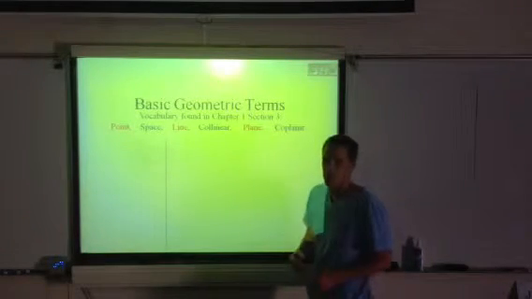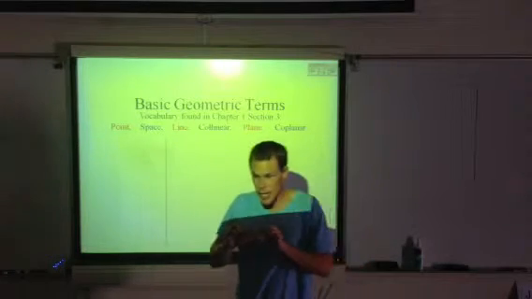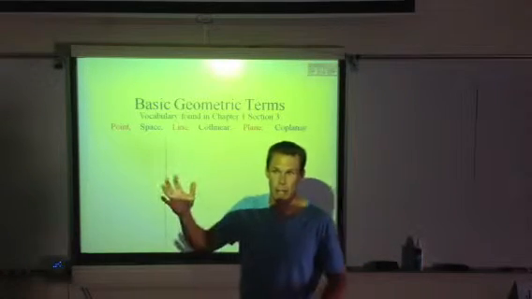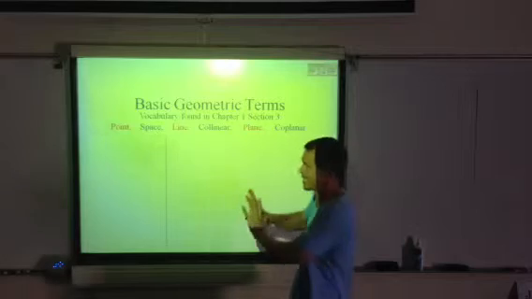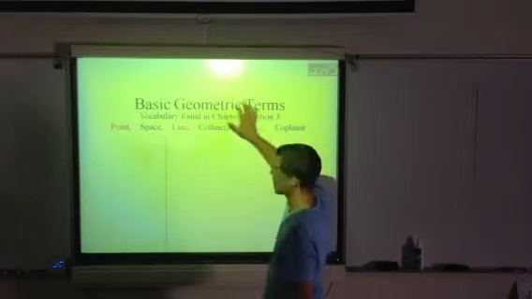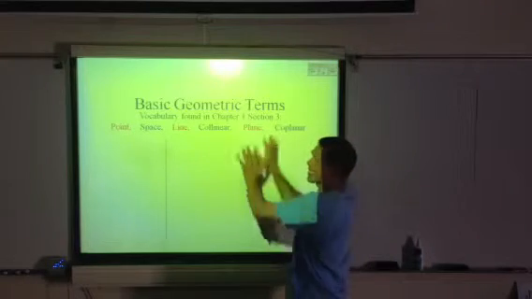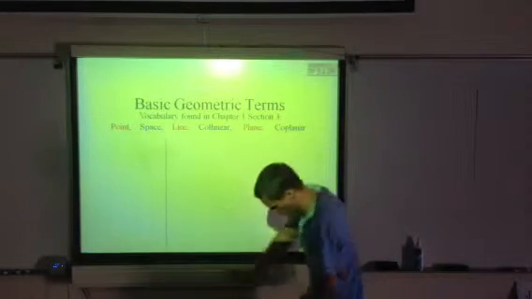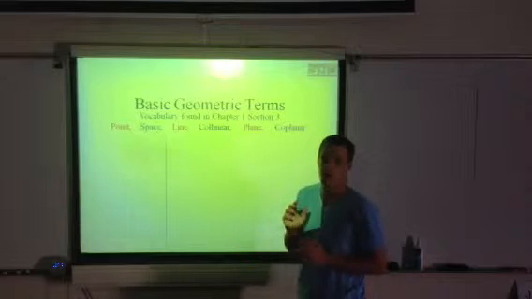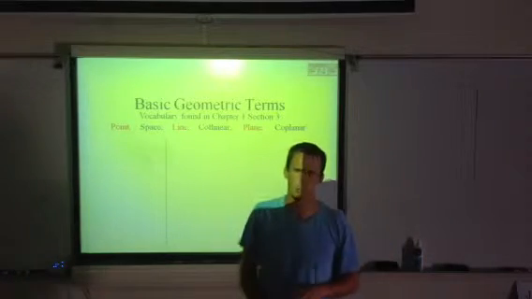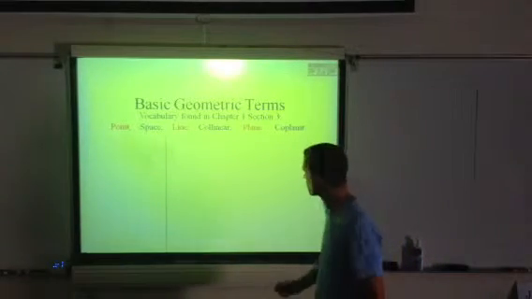A plane. Well, a plane is when we would take the line and extend it in 2 dimensions and make a flat surface that extends forever. So for example, this whiteboard here is a plane, but it would extend forever up through the ceiling, down through the floor, left and right through the walls. It's a flat 2-dimensional surface that extends forever.